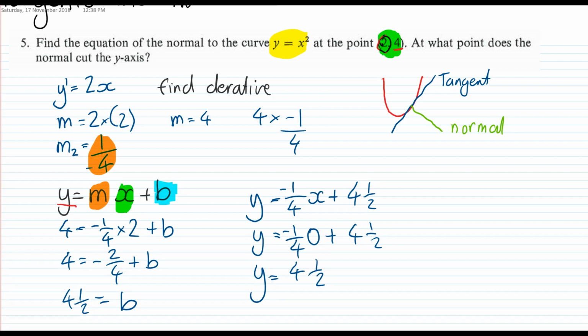So these are our two answers. The equation of the normal, that's this one, and the point where it crosses the y-axis is y equals 4.5.